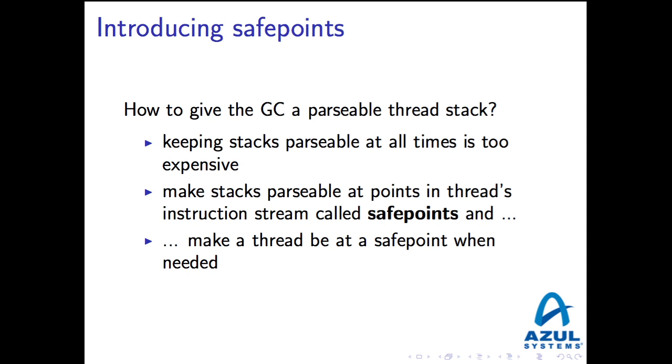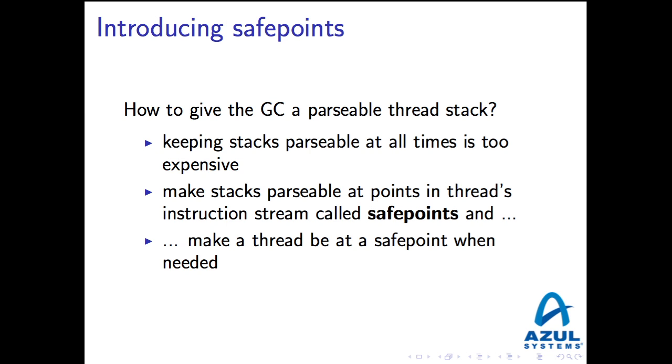So how do we make thread stacks parseable? One constraint that we can put on ourselves is we'll always keep thread stacks parseable. We make that an invariant. But that turns out to be too expensive to be practical. What we do instead is define well-defined points in a thread's execution, which we call safepoints, and we constrain ourselves to keep the thread stack parseable only at those points. So when a GC needs to parse a thread stack, it brings the thread to a safepoint, parses the stack, does whatever marking or relocation it needs to, and then restarts the thread.